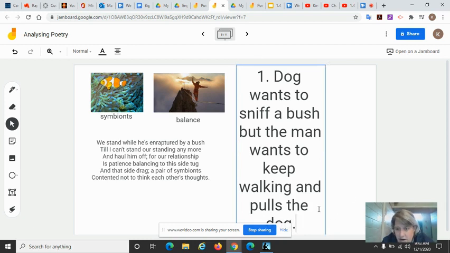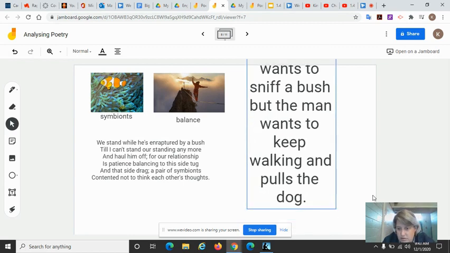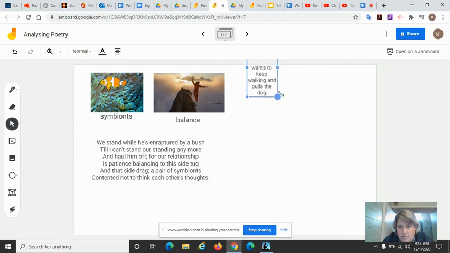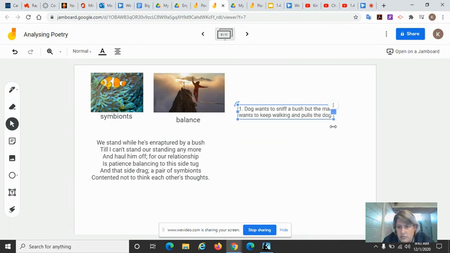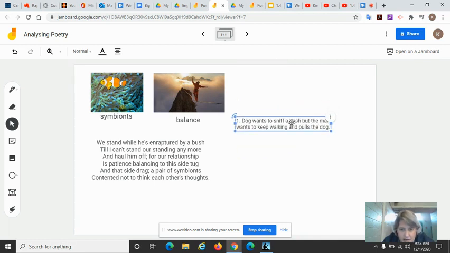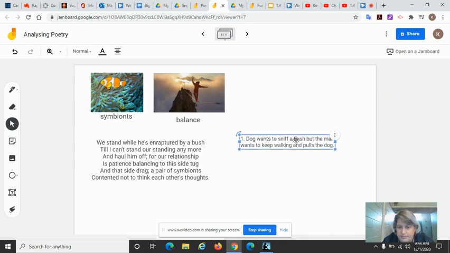Let me see if I can figure out how to get this text box smaller. I think all I have to do is just make that smaller. And then I can pull this way. And then that's going to be my paraphrase for this first part.